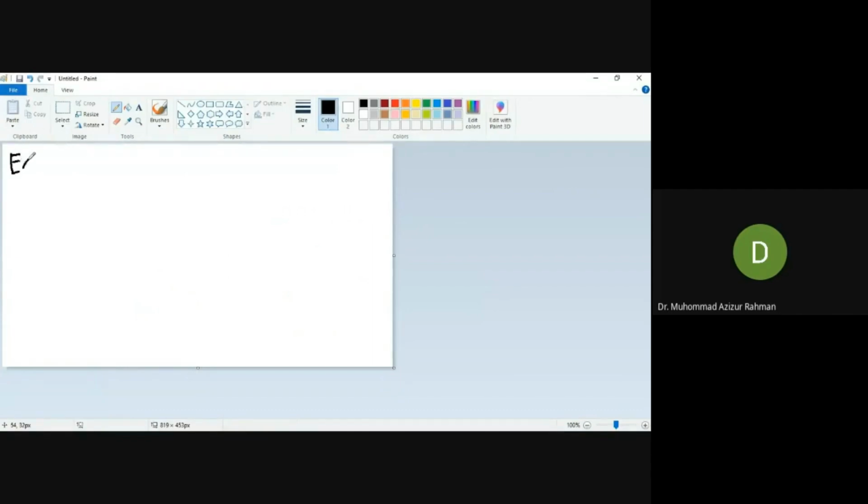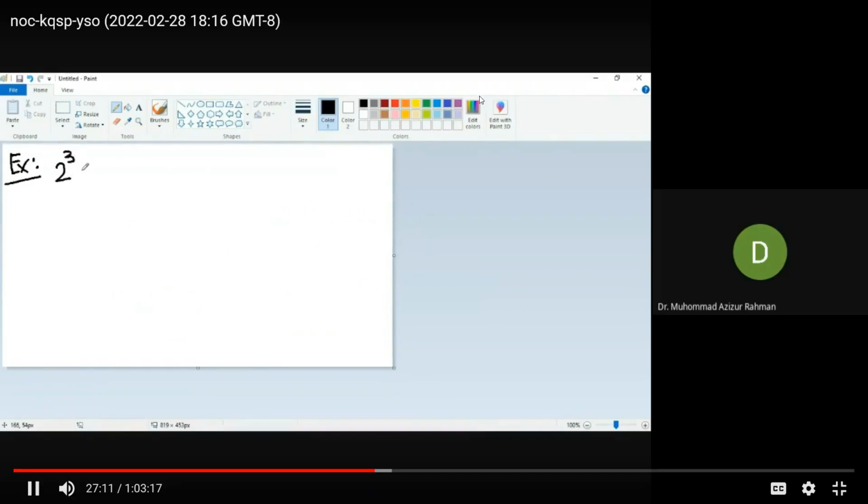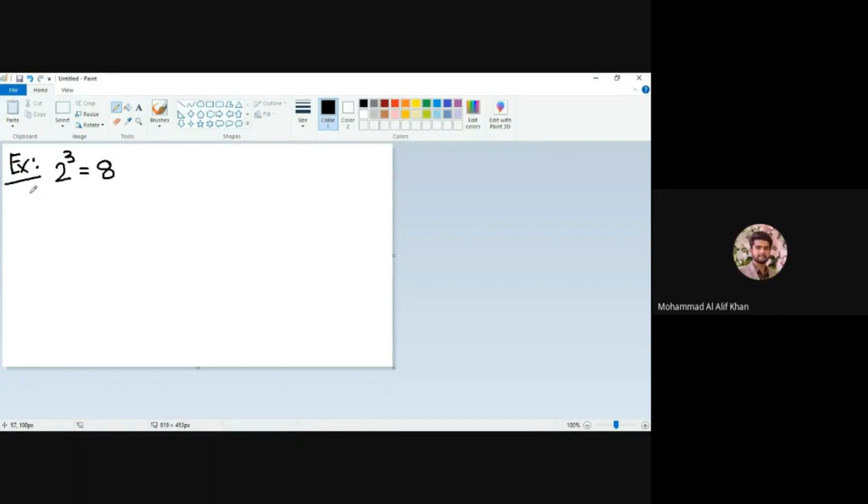Two to the power 3 equals 8. So if we do the inverse, what should we write? Log base 2 of 8 equals 3. So this is the inversion form.